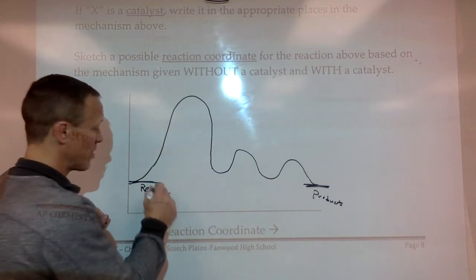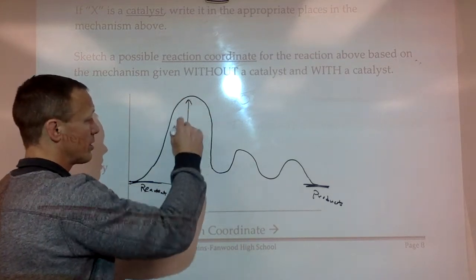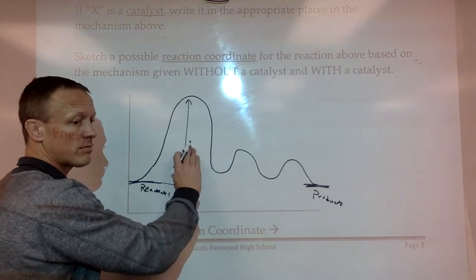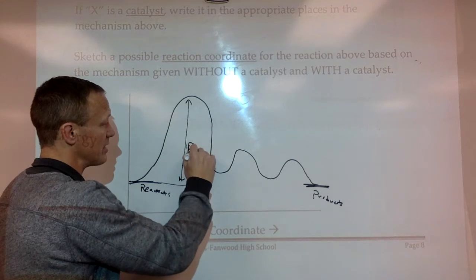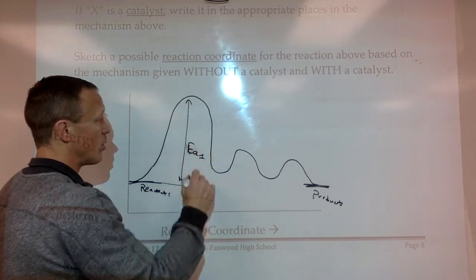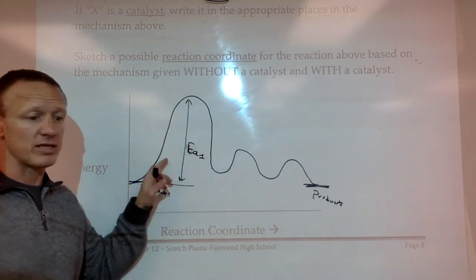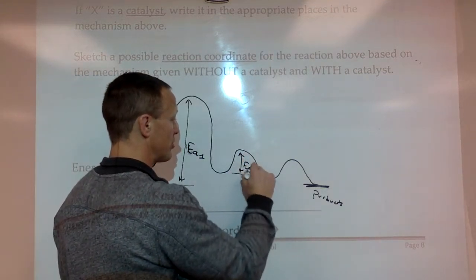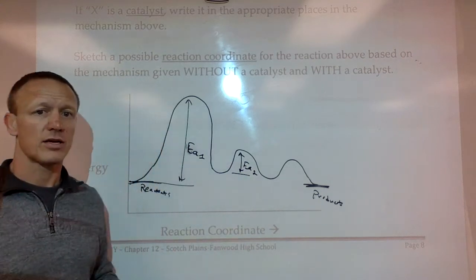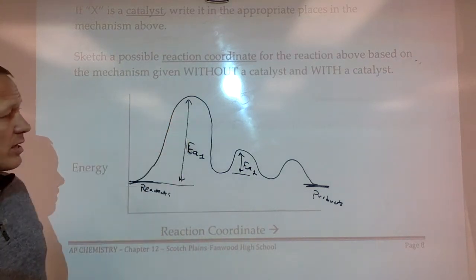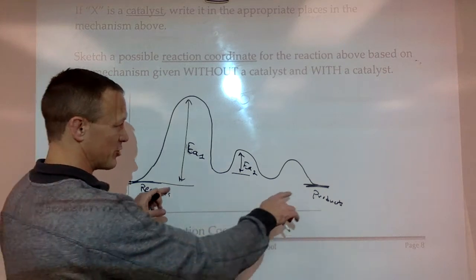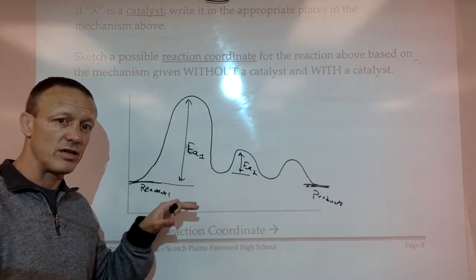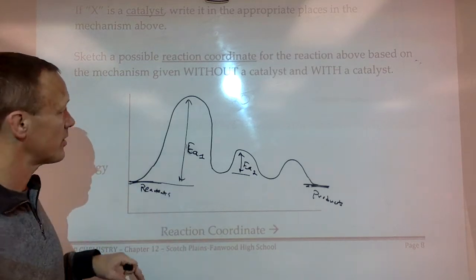From here to there is called the activation energy 1. Here's something I'll write: EA1. That's the activation energy for the rate determining step. Activation energy 2, activation energy 3. So the slow step is this one. Now, I drew the products and reactants almost the same energy. If the products had less energy, then it'd be an exothermic reaction. If they had more, it'd be endothermic.